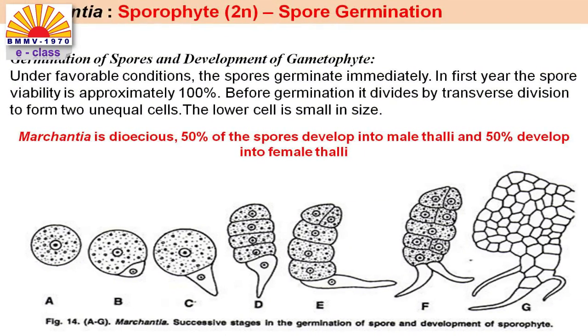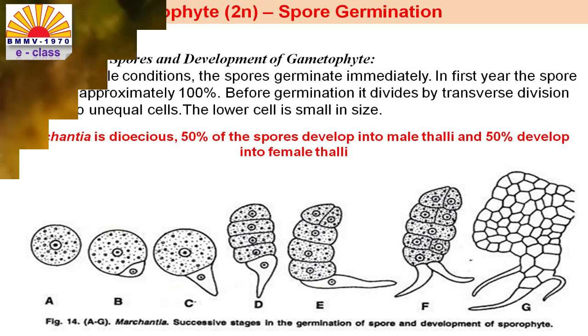Under favorable conditions, the spores germinate immediately. In the first year, the spore viability is approximately 100%. In Marchantia, 50% of the spores develop into male thalli and 50% of the spores develop into female thalli. I want you to note that the sporophyte contains spore mother cells which are 2n in number. After meiosis, the spore mother cells give rise to haploid spores. These haploid spores directly germinate to form a gametophyte.